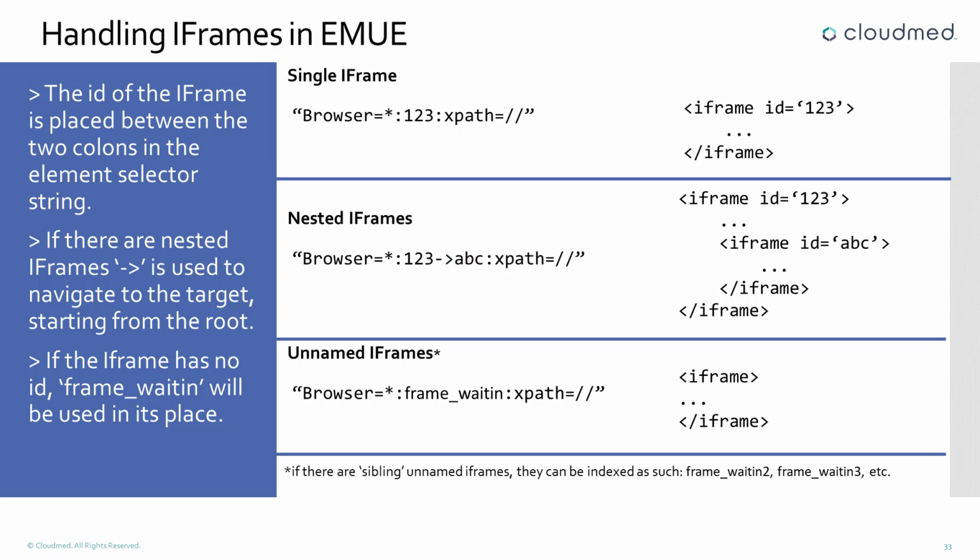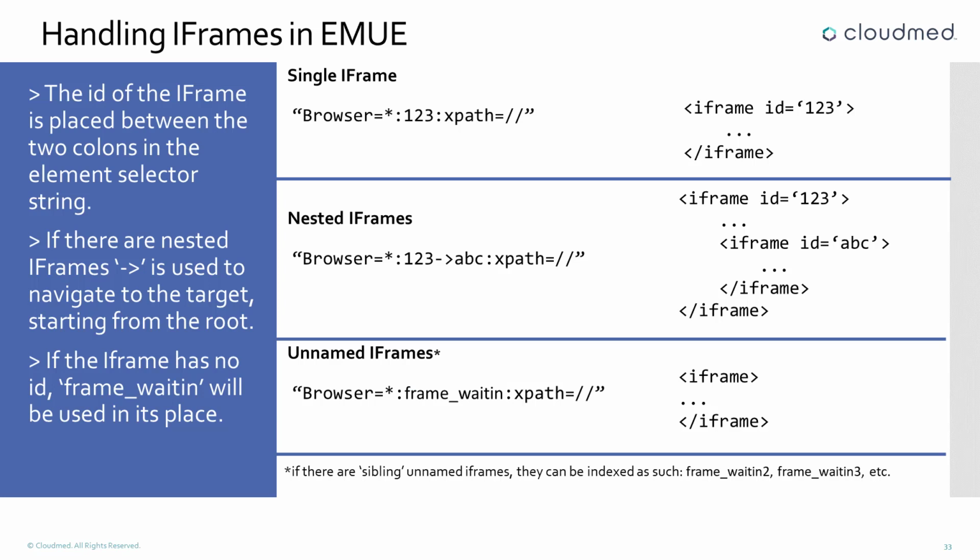Another situation that I sure hope you don't run into, but it does happen, where there's an iframe that really doesn't contain any ID or name. There is a way to handle that, and it is this specific string here, frame underscore wait in. That is Emu's way of looking for an iframe that does not have a name. You could combine that with this nested syntax if that were to come up.